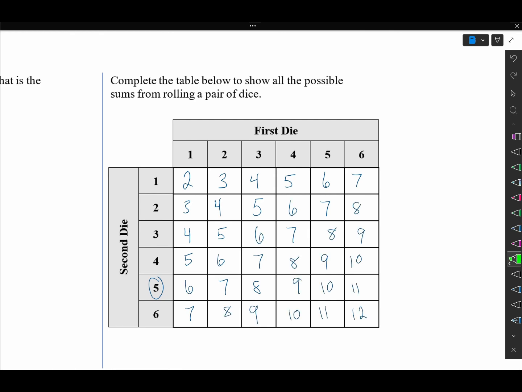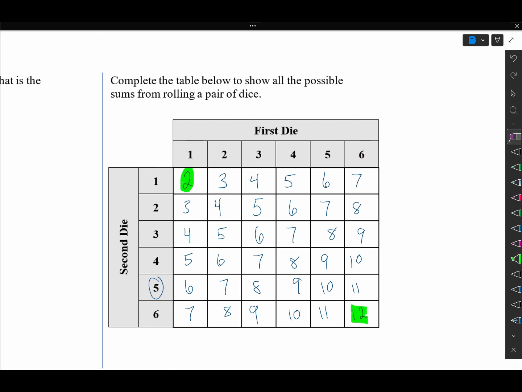Good, now some pieces that stand out to us right here. The lowest possible roll is a 2, the highest possible roll is a 12. If you're used to playing board games, if you're used to rolling a pair of dice, that will not be new to you. You can also see that there is only one possible way of rolling a 2, that's from rolling snake eyes, 2 1s. There's only one possible way of rolling a 12, that's from rolling a pair of 6s.